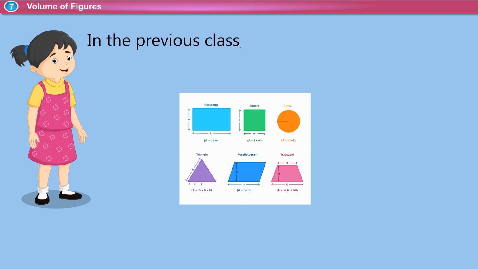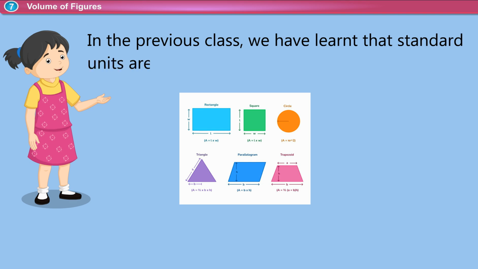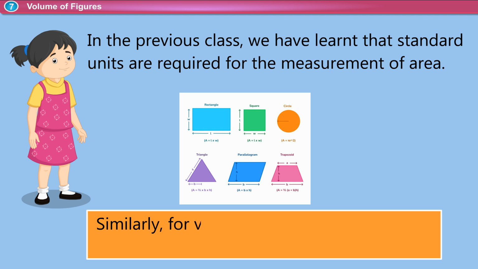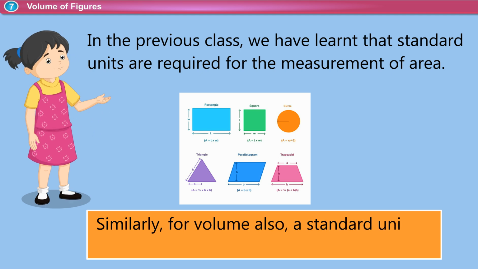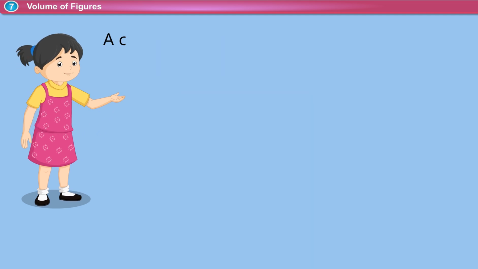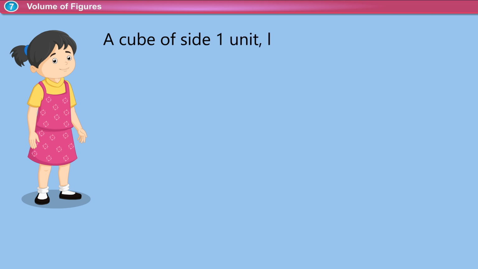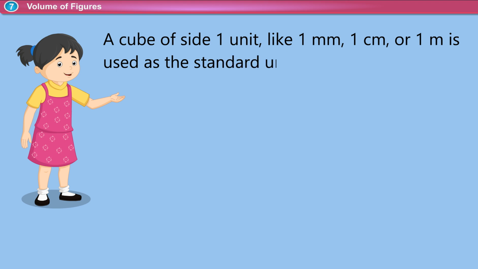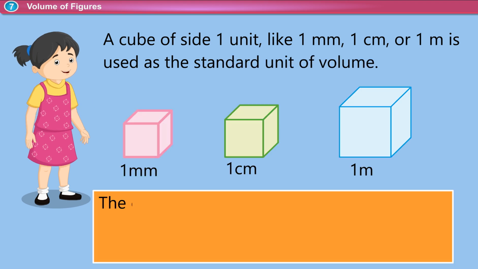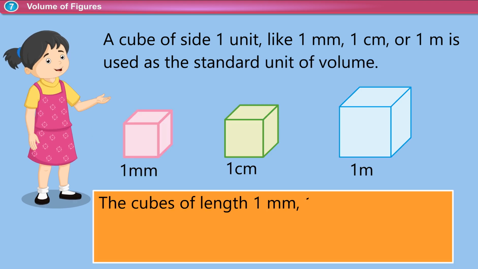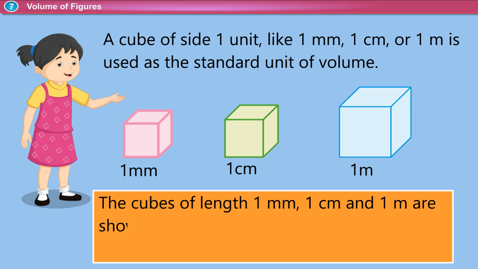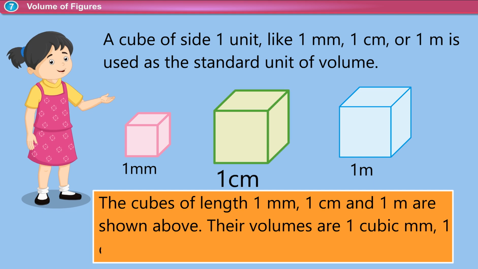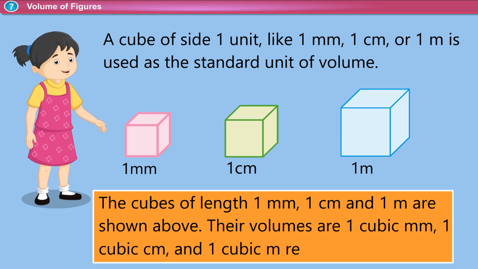In the previous class, we have learned that standard units are required for the measurement of area. Similarly, for volume also, a standard unit is required. A cube of side 1 unit, like 1 millimeter, 1 centimeter, or 1 meter, is used as the standard unit of volume. The cubes of length 1 millimeter, 1 centimeter and 1 meter are shown above. Their volumes are 1 cubic mm, 1 cubic cm, and 1 cubic m respectively.